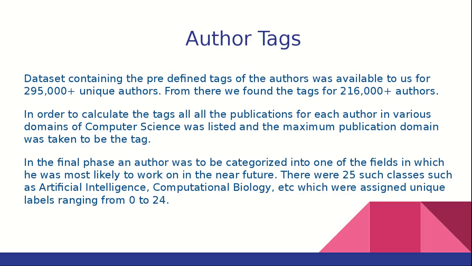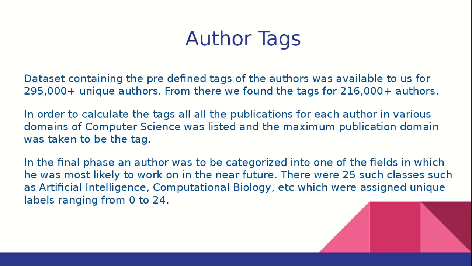Next we want the author tags. The dataset which we had obtained had 295,000 unique authors. From there we matched it with 216,000 authors. In order to calculate the tags, we considered all the publications of each author in the various domains that are available to us. Then we kept a count of how many publications in each domain an author has, and we used the maximum count as the author tag.